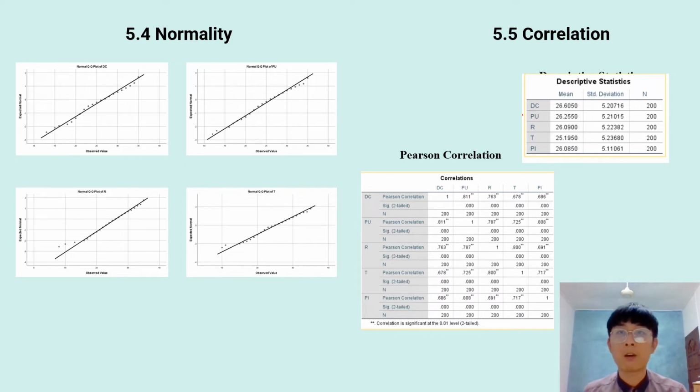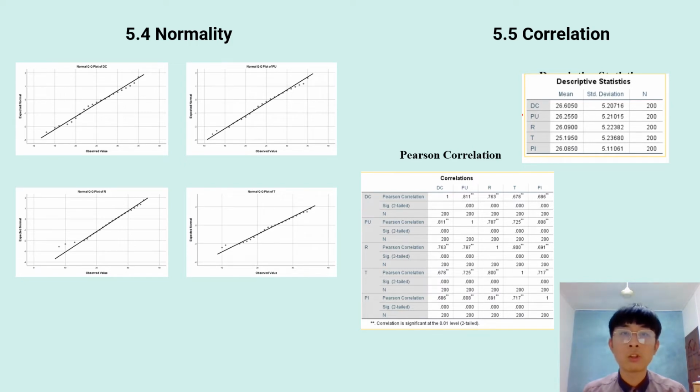After that is the part on correlation. This is the table of descriptive statistics and Pearson correlation. Based on the table of Pearson correlation, the results show that all the independent variables have a positive correlation with the dependent variable because the value is more than -1 and less than 1.